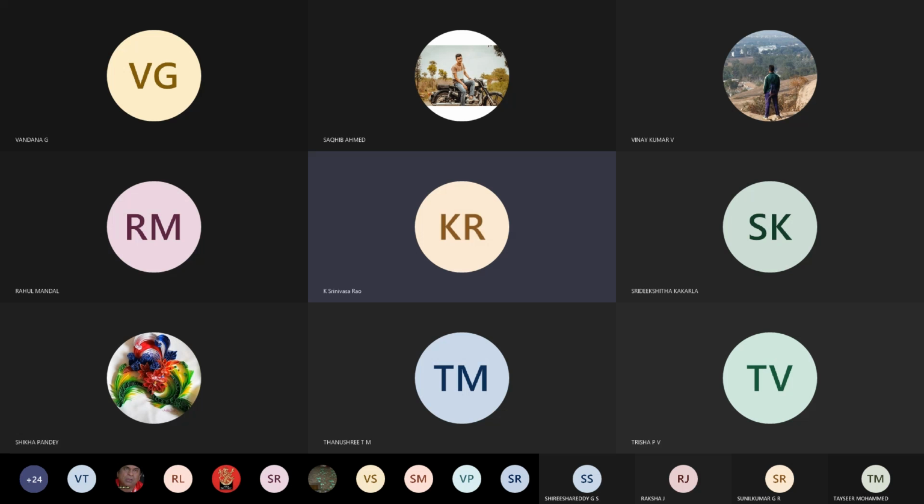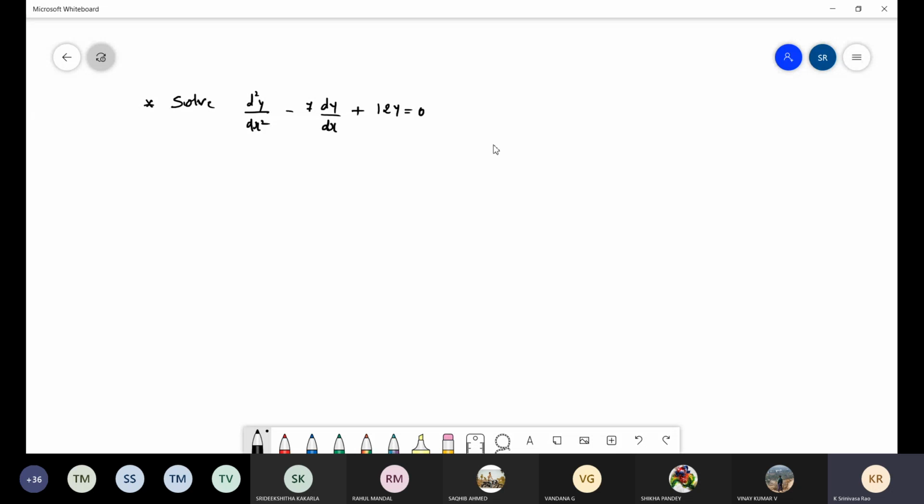Okay, I'm continuing the problems on differential equations. So take down: solve d square y by dx square minus 7 dy by dx plus 12y equal to 0. Is it visible now?